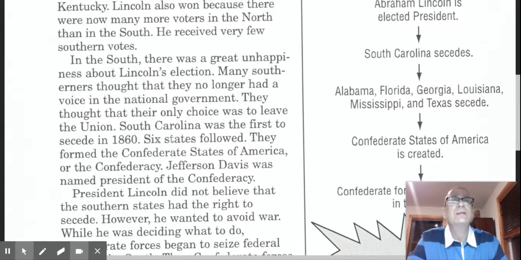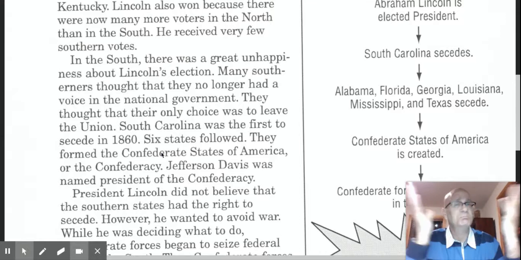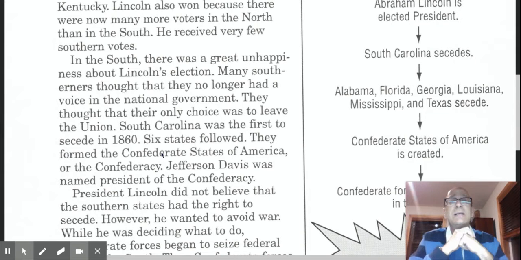Jefferson Davis was named president of the Confederacy. So here you have, within the months right after Lincoln is elected in November of 1860, from the time he takes office in March of 1861, 7 states opt to leave the Union. South Carolina is the first, followed by 6 others.